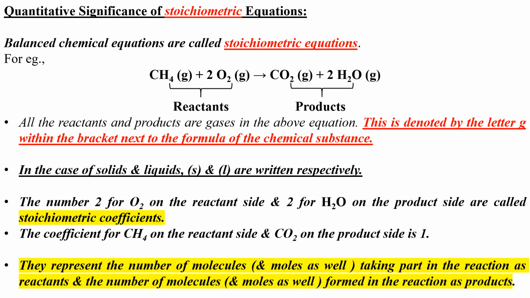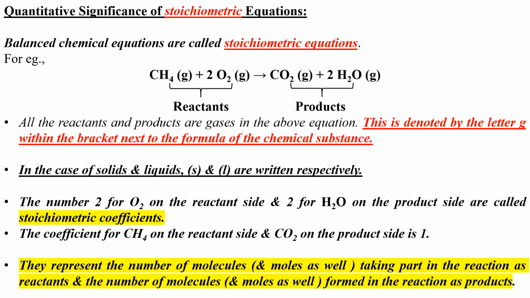Now, let us take an example. Here CH4, which means methane, reacts with oxygen, or dioxygen, to produce carbon dioxide and water. So carbon dioxide and water are called products, and those chemicals which react to give these products are called reactants.